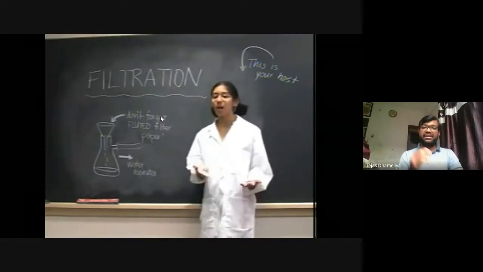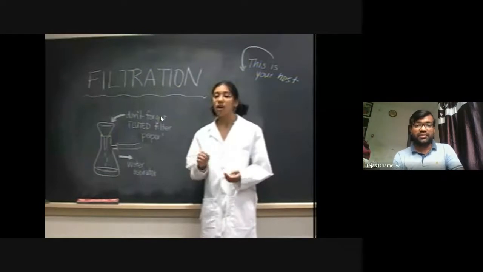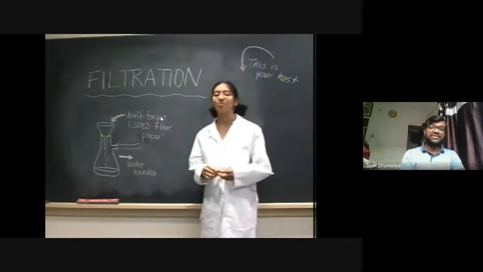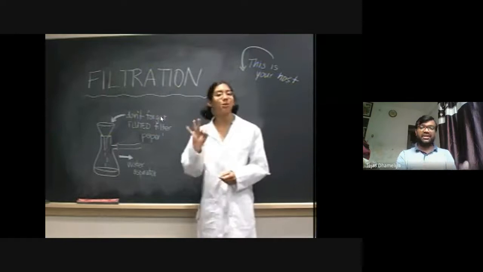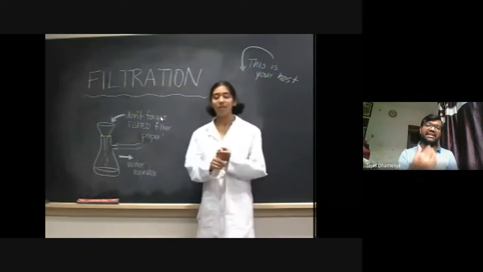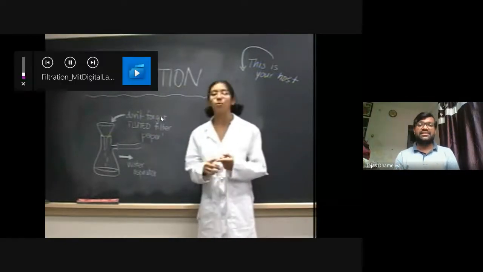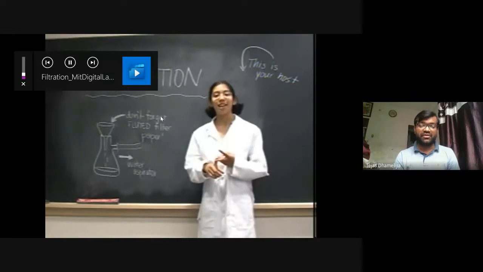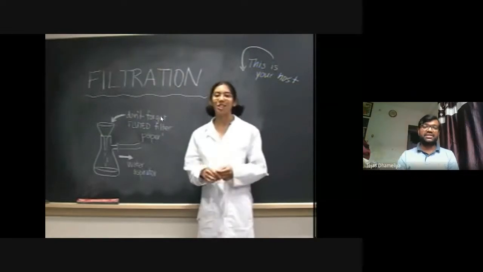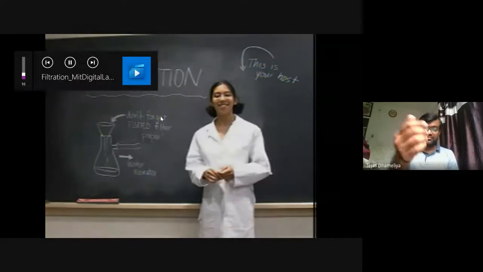Maybe this is the way we might have seen somewhere. We simply take a conical flask and add a funnel, and on the funnel we place the filter paper, then we are doing the filtration. So there are so many types of filtration.